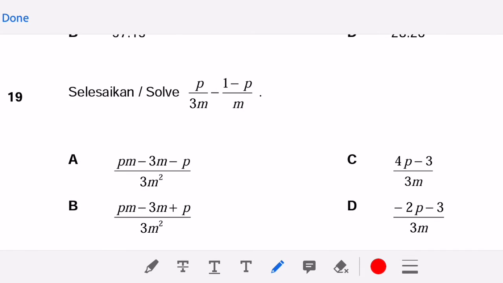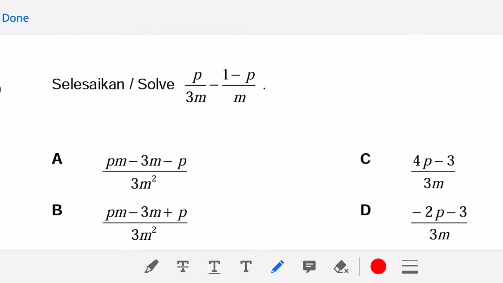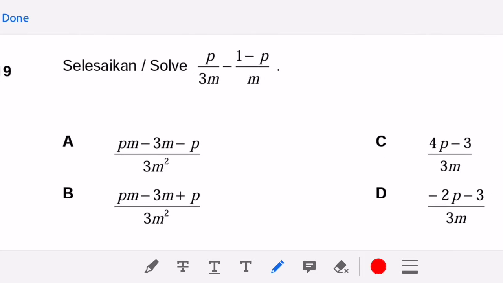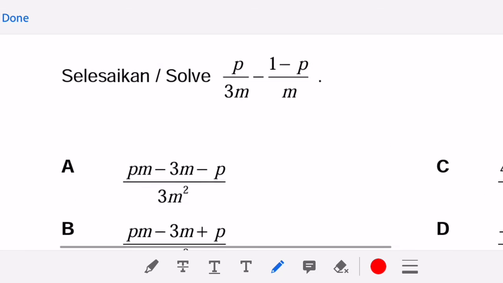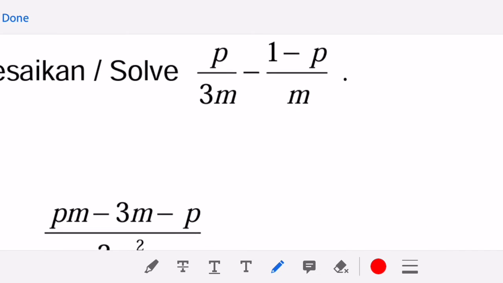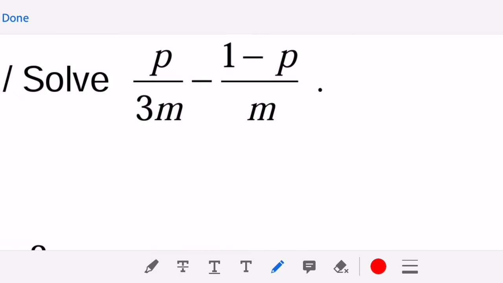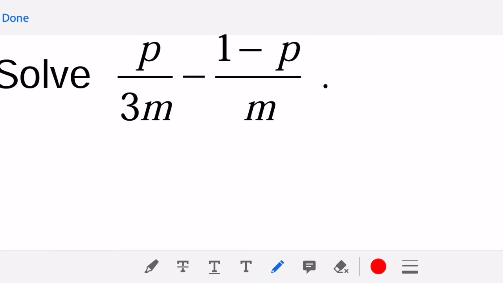Alright, question number 19 is the basics of Form 1 to Form 3. For a question like this, every one of you must get full marks. Alright, so let's see how to do this. I'm going to discuss this. Solve means what? We want to simplify until we can find the answer.